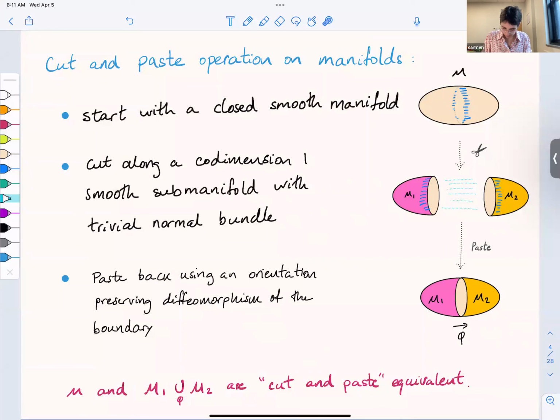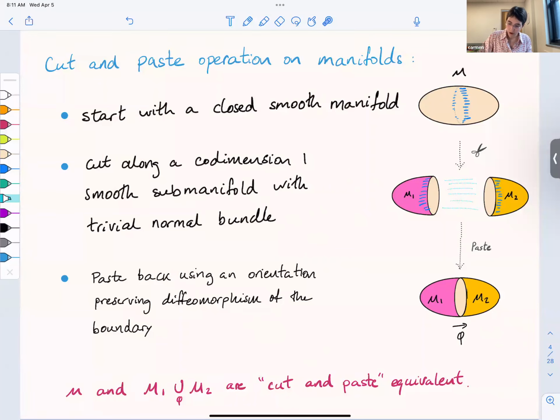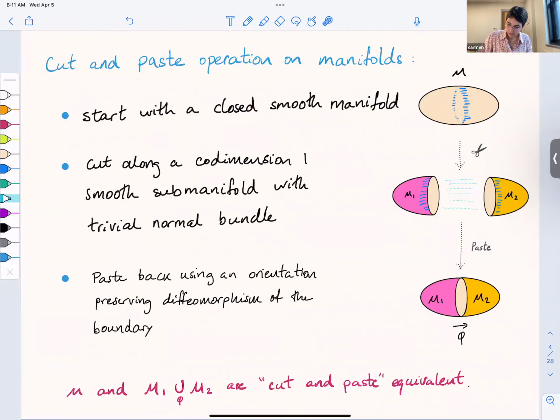Okay, so you've done your operation, and then just as we did with the polyhedra and the polygons, we would call our original manifold M cut and paste equivalent to this new manifold that we have constructed by taking M1 and gluing M1 to M2 via this phi, where this phi is the gluing diffeomorphism. Okay, so this is the cut and paste operation.